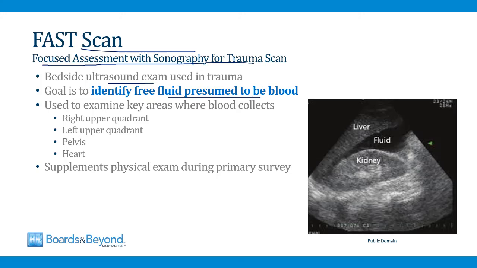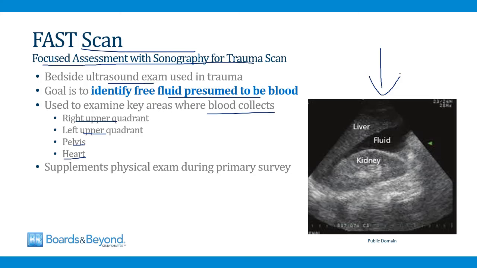And there are a couple of classic areas where blood collects internally. These are places like the right and left upper quadrants, the pelvis, and around the heart, causing a pericardial effusion. So in the trauma bay, you'll see your attendings using the ultrasound and quickly assessing these key areas, and if they see a finding like what's shown on the screen here, where there's fluid between the liver and the kidney, that's evidence of intra-abdominal bleeding.